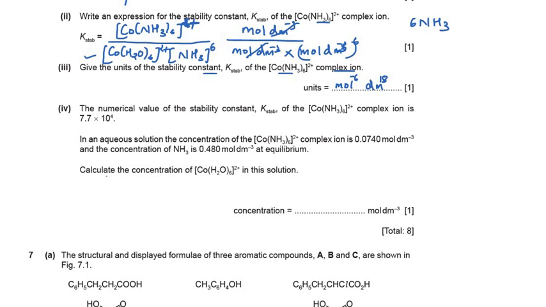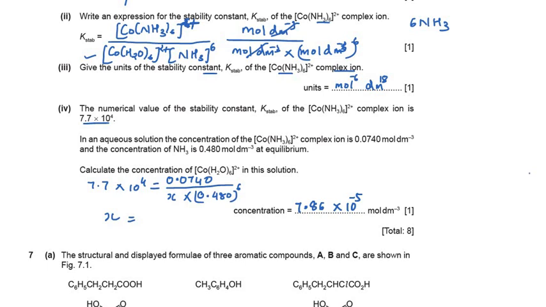So here we just have to substitute all these values in the above equation. So the stability value 7.7 into 10 power 4 is equal to the concentration of cobalt ammonia complex, so that is 0.0740 divided by, again, water molecule complex we don't know, I'm writing it as X, into the 0.480 to the power of 6. Now that is the substitution of the complex, and then we need to find the value of X from this equation. This will give us the answer of 7.86 into 10 power minus 5 moles per dm cube. Now here is the end of question 6.